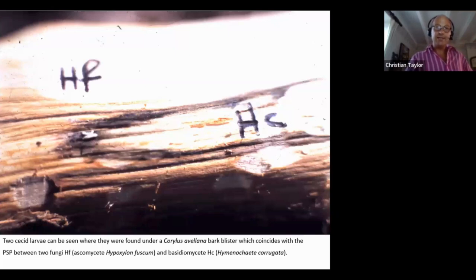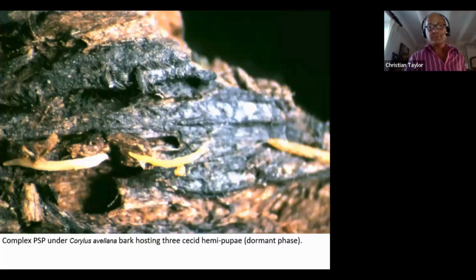And I noticed that there were these two rather large cecids sitting on a pseudosclerotial plate line between Hymenochaete corrugata, the HC, and Hypoxylon fuscum. So again, it's a basidiomycete, basically, on one side of the PSP line, and on the other side is an ascomycete. So taxonomically, really different groups. So that's the photo that sort of got me really interested in exploring this further.